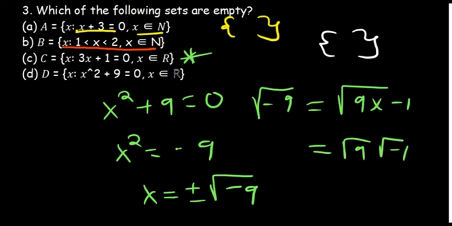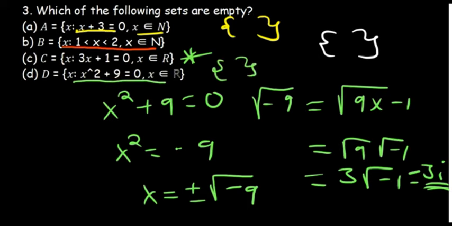So you have 3, then the root of negative 1, which is the same as i. So this is 3i. It's a complex number and not a real number. So we can say that the last one is an empty set, because they wanted the value of x that satisfies the equation and is part of the set of real numbers. But in this case, the possible solutions to this equation are not real numbers, they are imaginary. So it's an empty set.